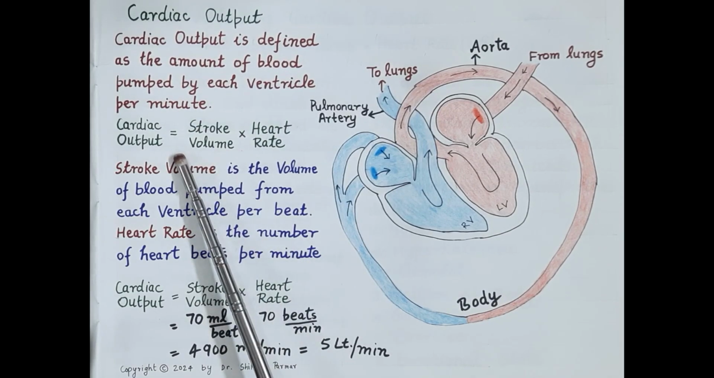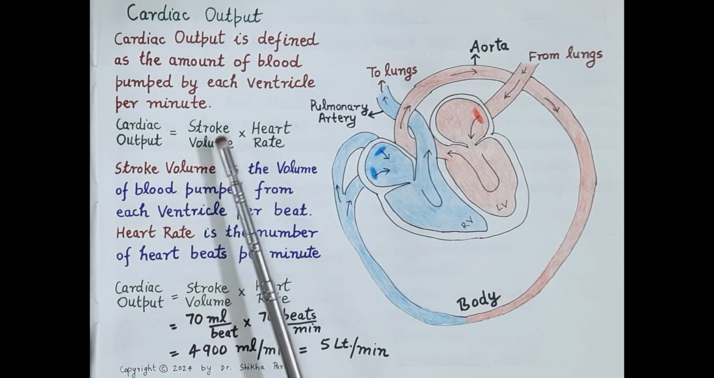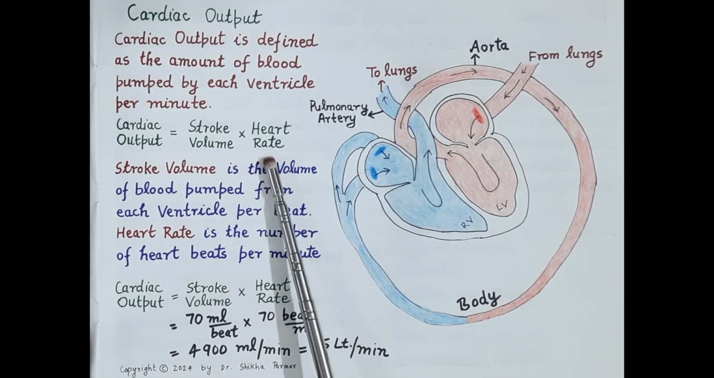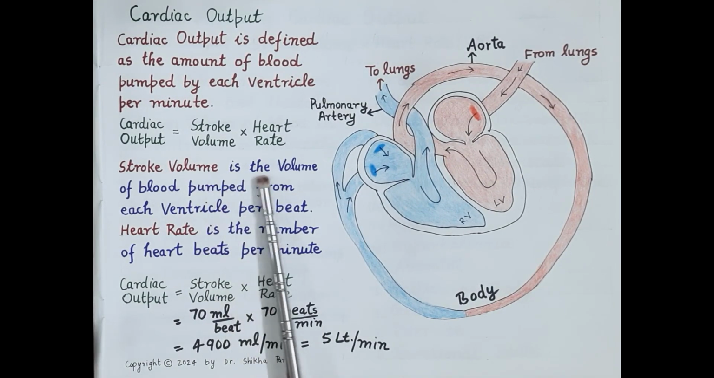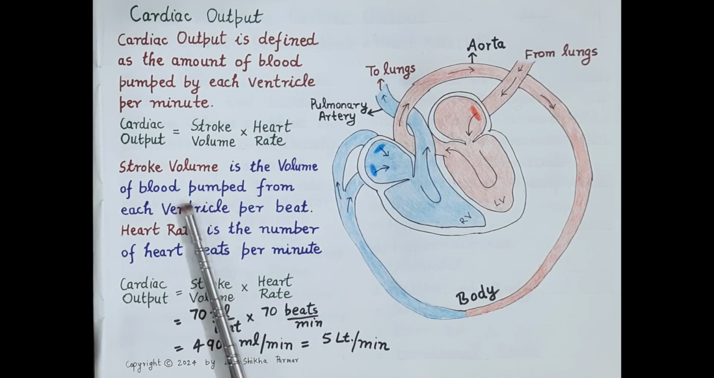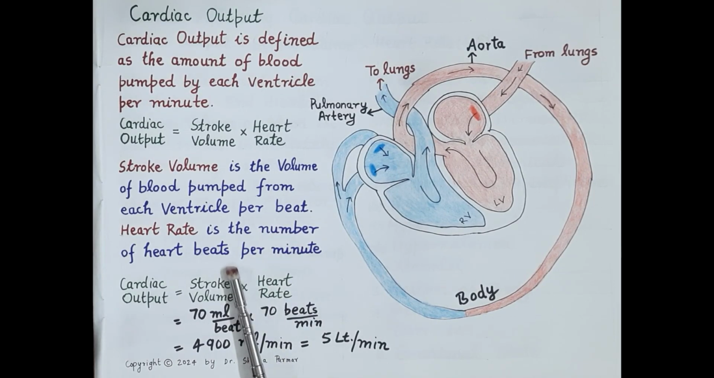Now let's understand how to calculate the cardiac output. Cardiac output is equal to stroke volume into the heart rate. Stroke volume is the volume of blood that is pumped from each ventricle per beat or per contraction, whereas heart rate is the number of heartbeats per minute or number of contractions per minute. So cardiac output is equal to stroke volume into heart rate.